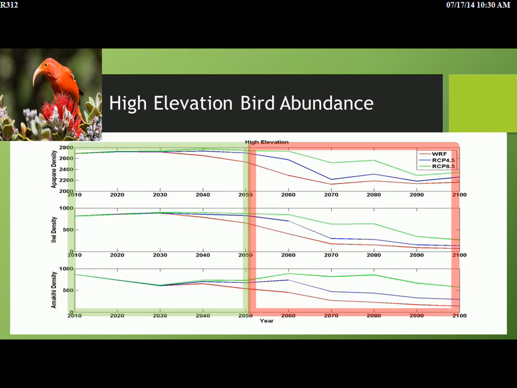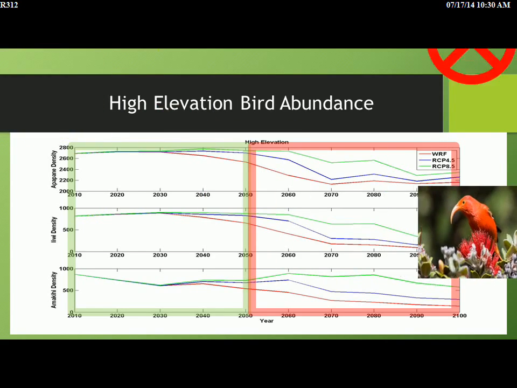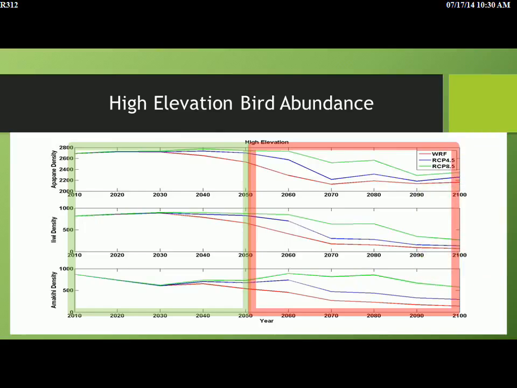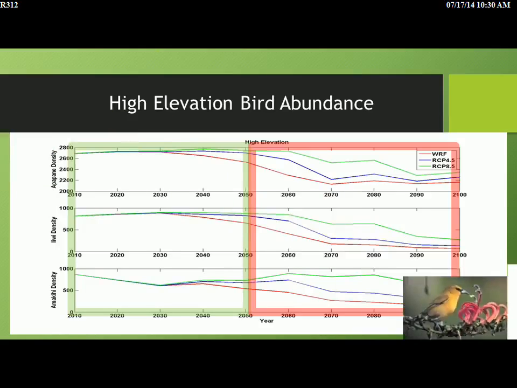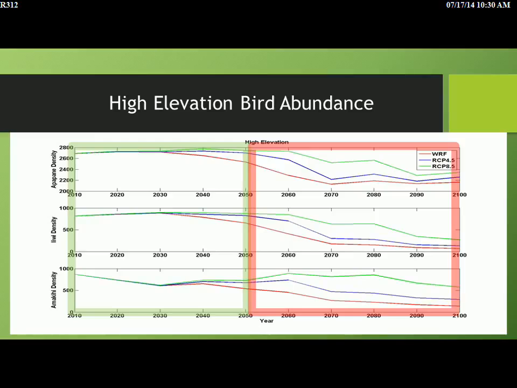And EV are the middle graph. As you can see, they're going down, and this is sort of our prediction of what's going to happen to EV. Almost no matter which scenario you look at, EV are going to be in big trouble in higher elevation forests. Amakihi are going to have some issues as well. There's quite a population decline, but in this case, it depends a lot more on potentially what the future rainfall scenarios are.